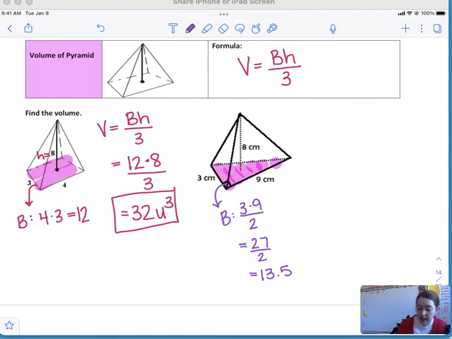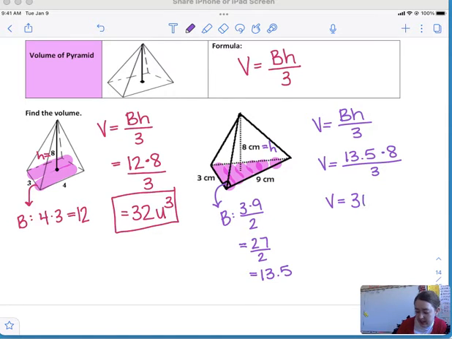Good deal. Now my height is right here from the apex down to my base. So 8 is my height. Volume is area of the base times the height divided by 3. So we'll take 13.5 times 8 and divide that by 3. And when we put that into our calculator, we're going to end up with 36. And that'll be centimeters cubed, or cubic centimeters.